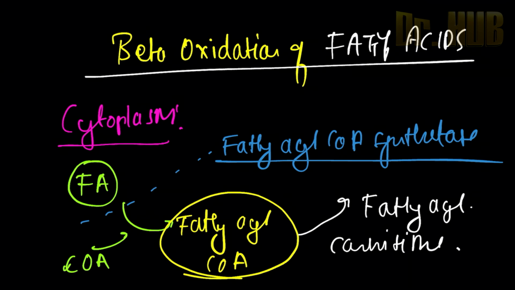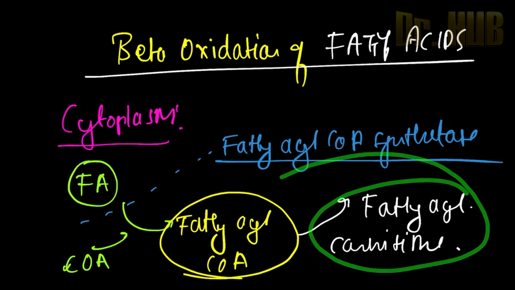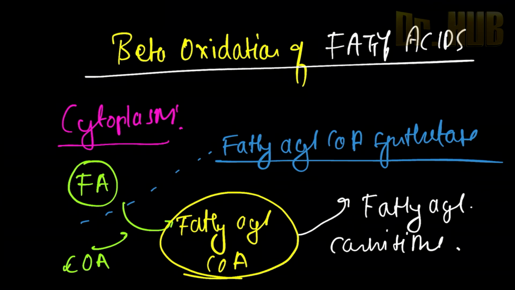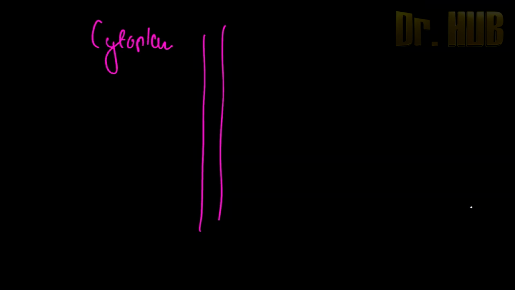So let's recap what we discussed. The beta oxidation of fatty acid takes place in the cytoplasm as well as in the mitochondrial matrix. First there is a fatty acid. The fatty acid is converted to the fatty acyl CoA in the presence of CoA, and after this fatty acyl CoA is formed, it is converted to the fatty acyl carnitine. Now what happens is, from the cytoplasm it goes to the mitochondrial matrix.